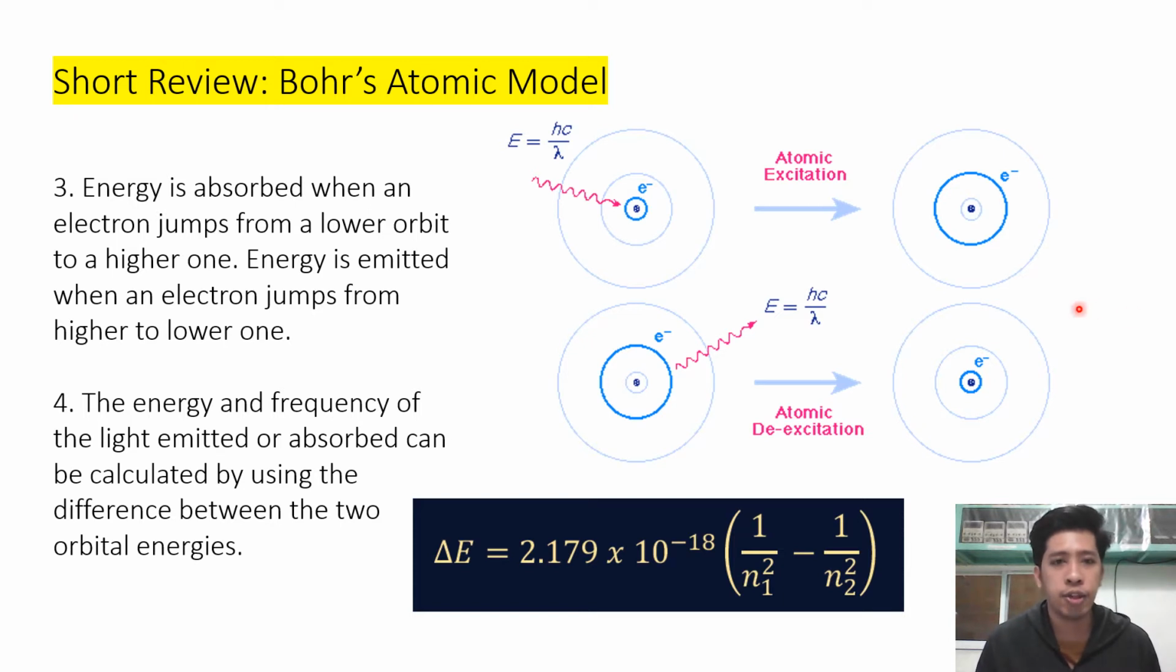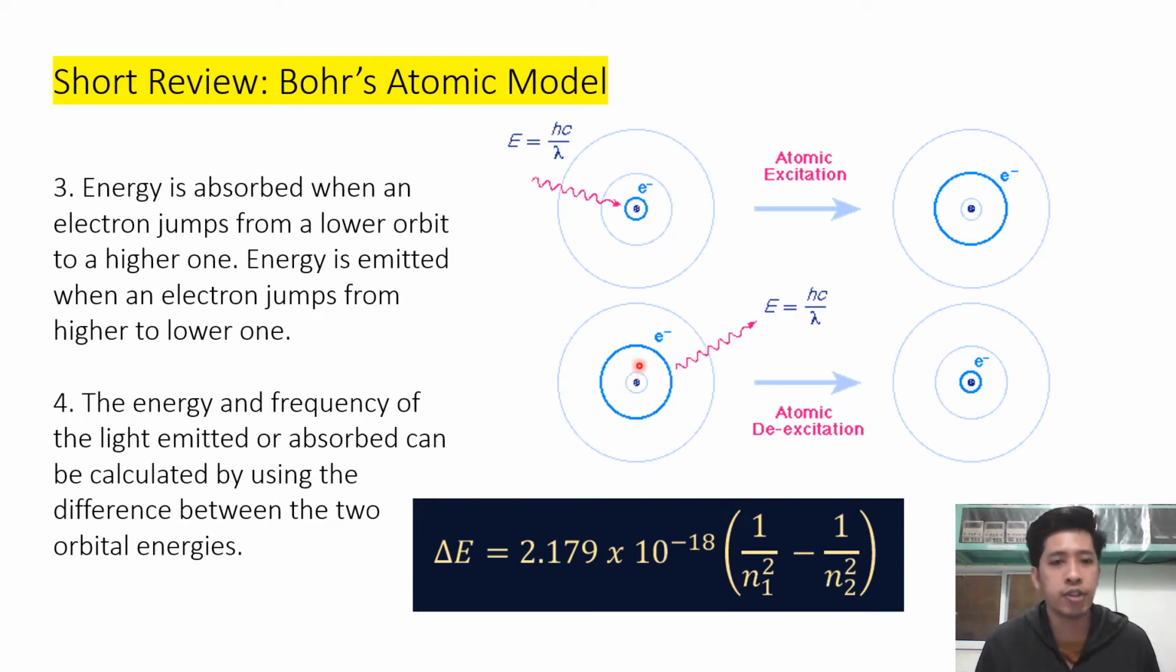In Bohr's atomic model, energy is absorbed when an electron jumps from a lower orbit to a higher one, while energy is emitted when an electron jumps from a higher to a lower one. So atomic excitation is when energy is absorbed and electrons jump from a lower orbit to a higher one, while atomic de-excitation is when energy is emitted as an electron jumps from a higher one to a lower one.